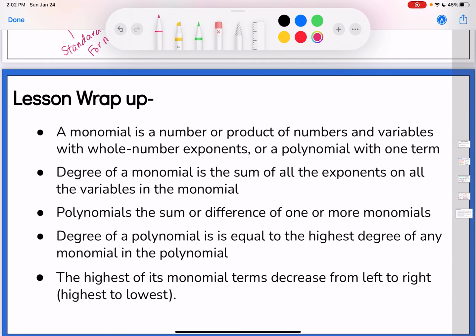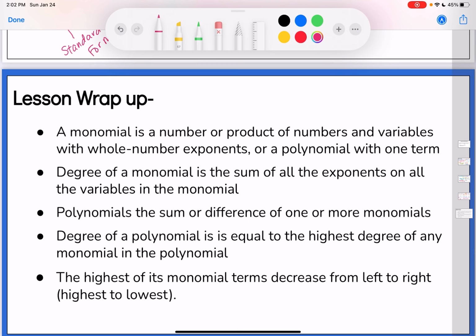Okay, so we got through, that's basically it. Other than that, it's just practice. So just remember a monomial is a single number, a single variable, or a product of numbers and variables, meaning they're attached by multiplication. The degree of a monomial is the sum of the exponents of its variables. A polynomial is when you add or subtract 2 or more monomials together, right? More than two terms, then we start calling them polynomials. The degree of a polynomial is the highest degree of any one of its monomial terms.